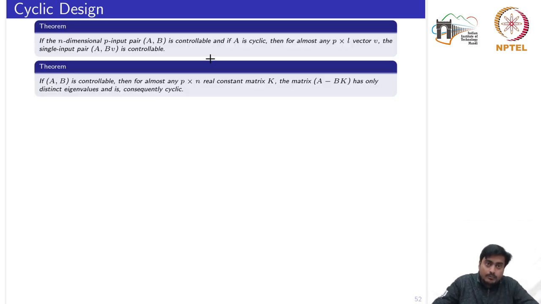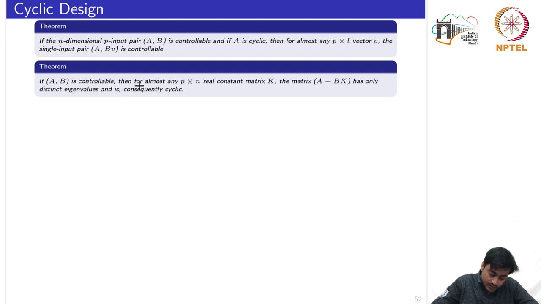Now we will use these two important results to finally design the K matrix. But note that in both these results, we need the controllability of the pair A comma B. Now, if the original pair A comma B is not controllable, from the necessary and sufficient condition, it is already ensured that you cannot design a K matrix to place the eigenvalues arbitrarily. So, if the pair is controllable and A is cyclic, we can select any B such that this pair is controllable.